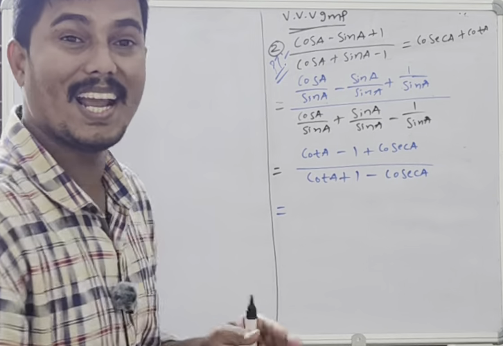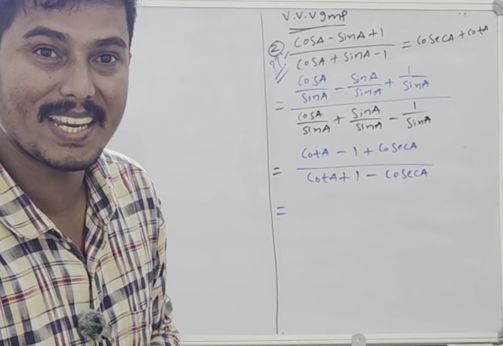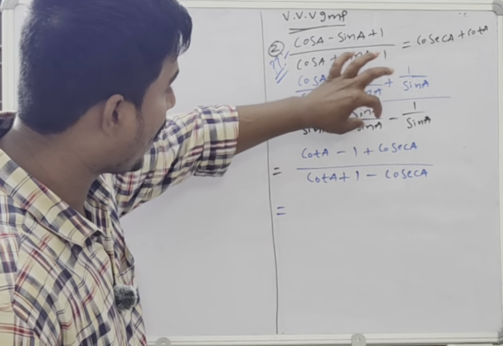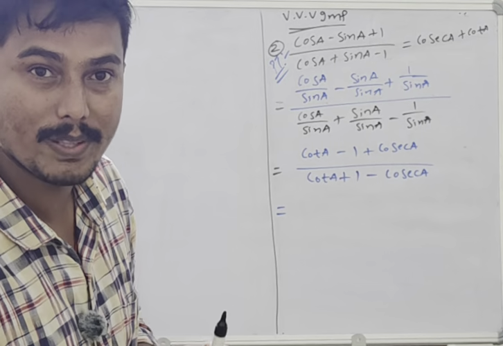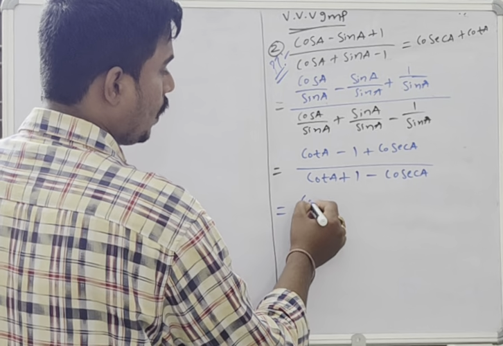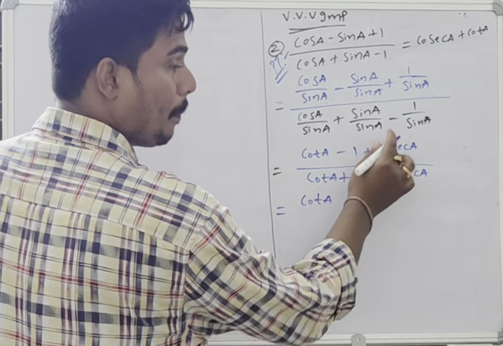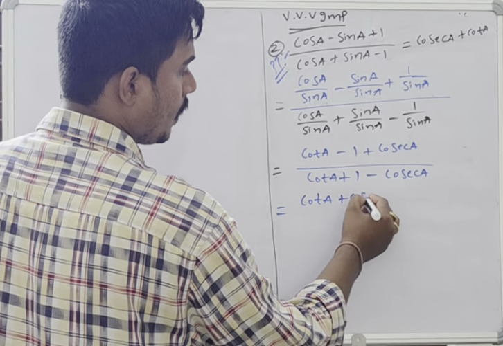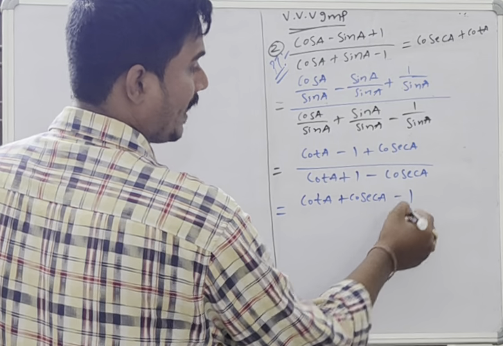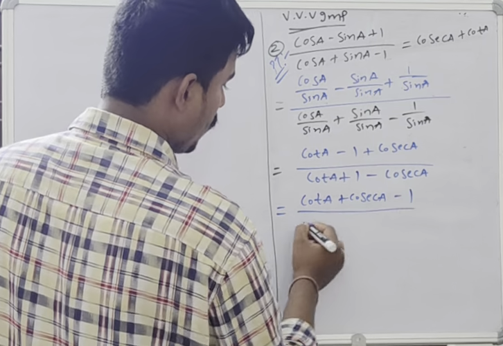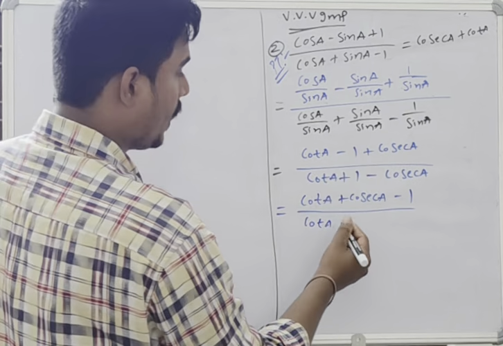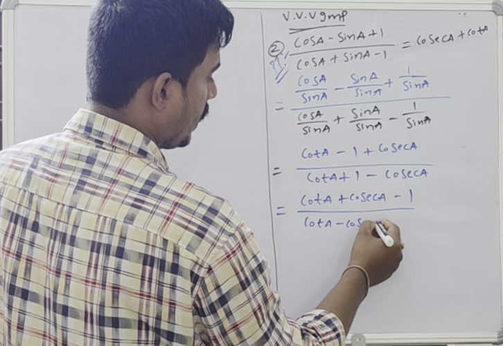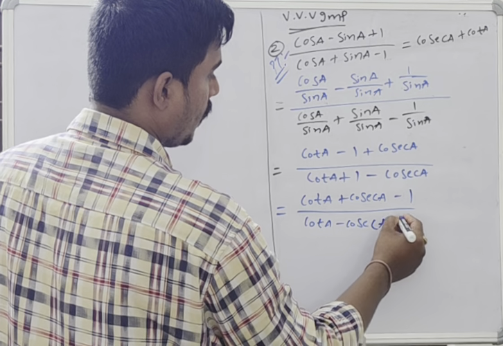Now I am going to rearrange my terms. What do you mean by rearrange? I'll just change 1 and cosecant A place along with this sign. What I'll get? Cot A plus cosecant A minus 1. This is cot A minus cosecant A, changing the place of 1 and this, minus cosecant A plus 1.